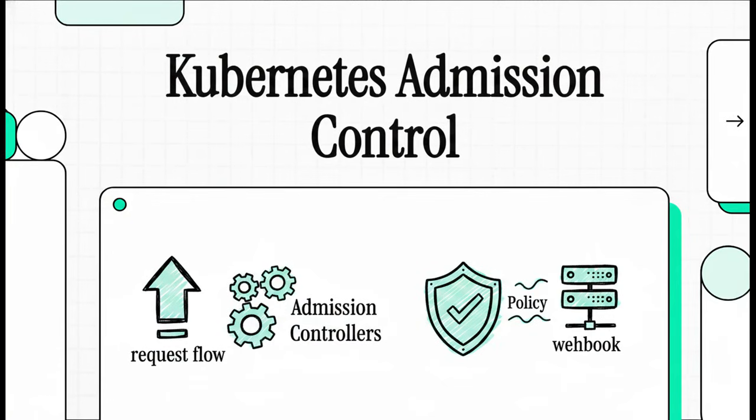Welcome to this explainer. Today, we are demystifying Kubernetes admission controllers. We'll start from the absolute basics of the request flow and then go completely down the rabbit hole into webhook policy enforcement. Let's get right into it.